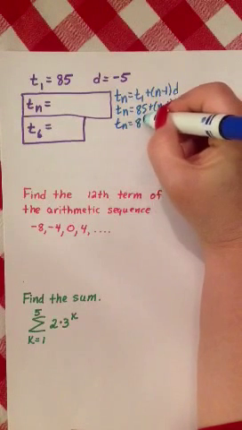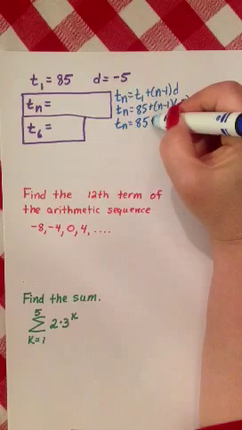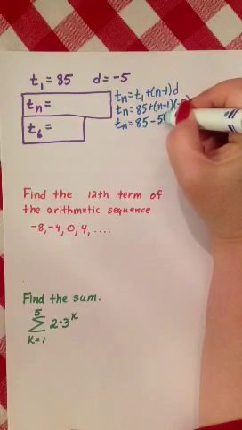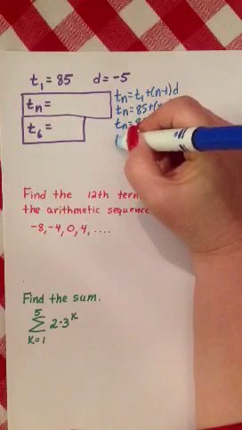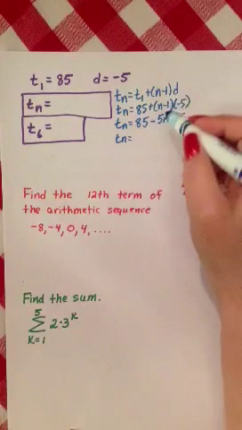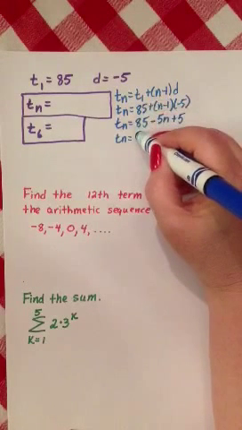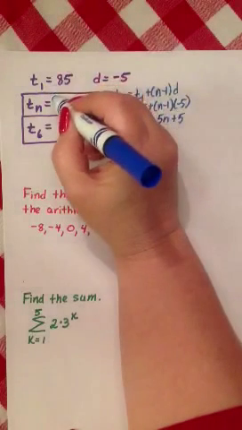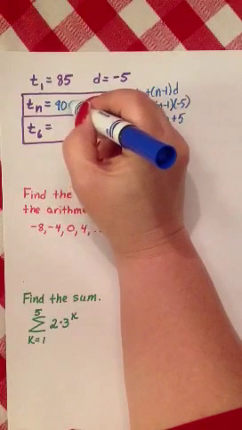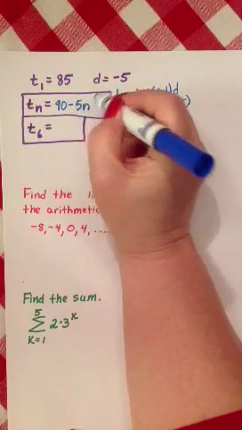So you go 85. You have to distribute the negative 5, so it'd be negative 5n plus 5. So t sub n is equal to 85 plus 5 is 90 minus 5n. So t sub n is 90 minus 5n.